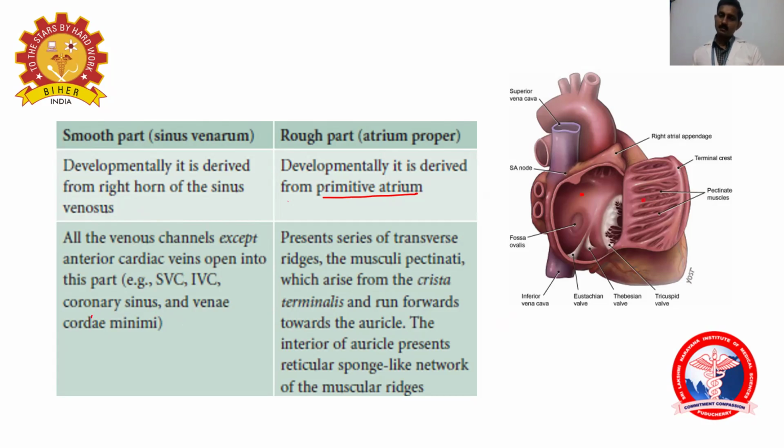But in the case of the rough anterior part, this is helping in the contraction of the right atrium. It's not that the anterior part is not having any function. It is contracting and pushing the blood to the right ventricle. So it presents a series of transverse ridges and pectinate muscles that arise from the crista terminalis and run towards the auricle. The interior of the auricle presents a sponge-like structure. Here, if you take a cut section, you will see a sponge-like structure of muscular bridges.